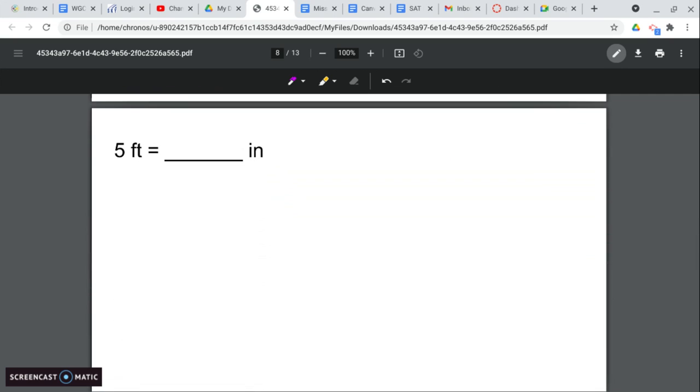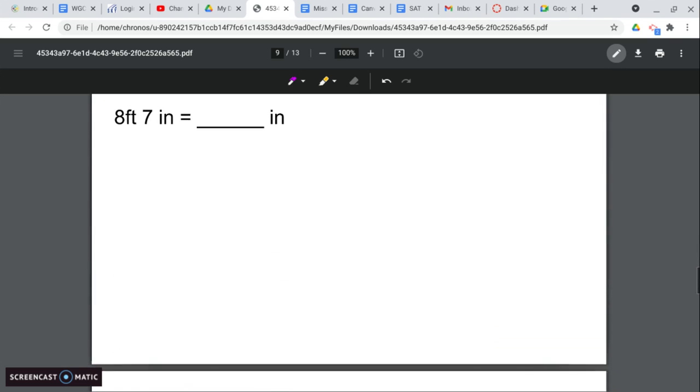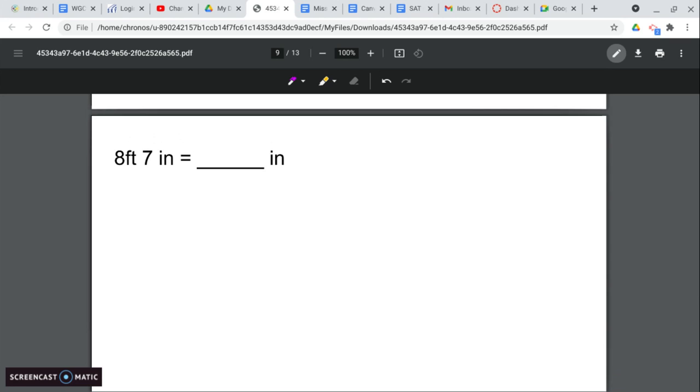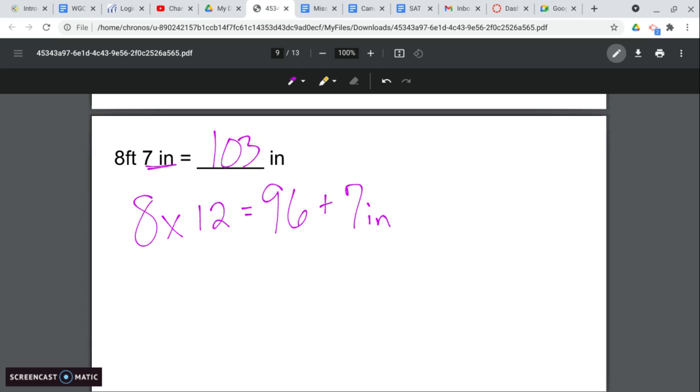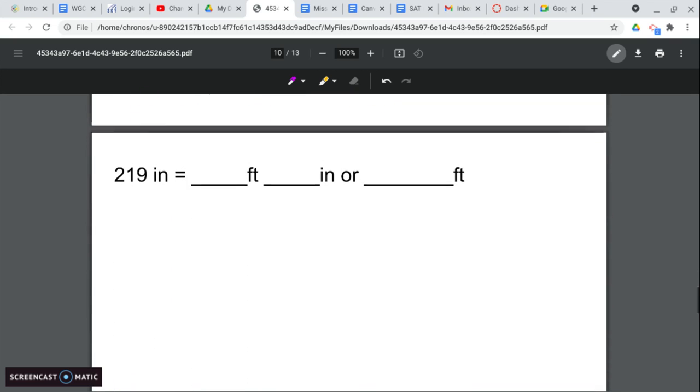All right, feet to inches. So we're going from larger to smaller, so we're going to multiply. So 5 times 12 equals 60. So there's 60 inches in 5 feet. 8 feet, 7 inches to just inches. So what we need to focus on is just the 8. We're going to multiply that by 12. And 8 times 12 is 96. And then we add that extra 7 inches on. So 96 plus 7 is going to give us 103 inches. Don't multiply the 7 inches by the 12. 7 is already in terms of the inches, so we don't need to worry about that.